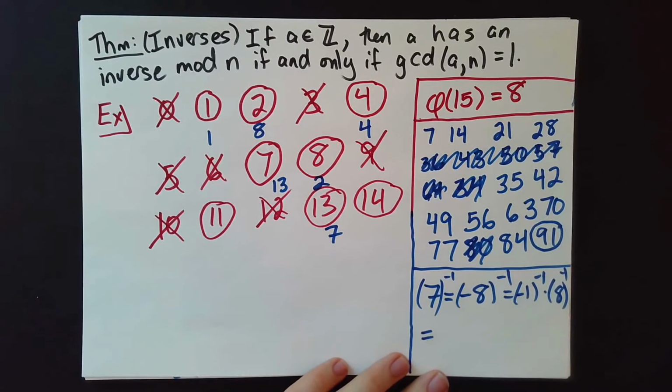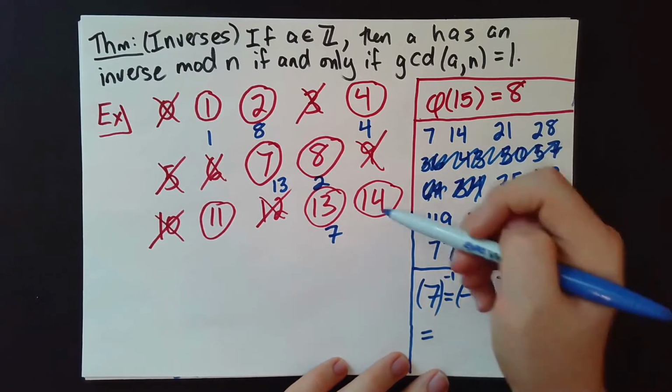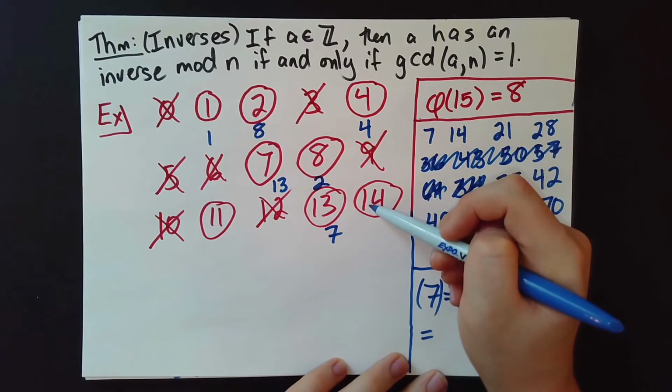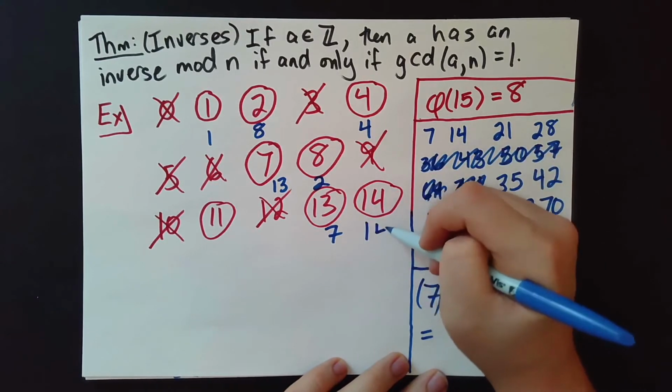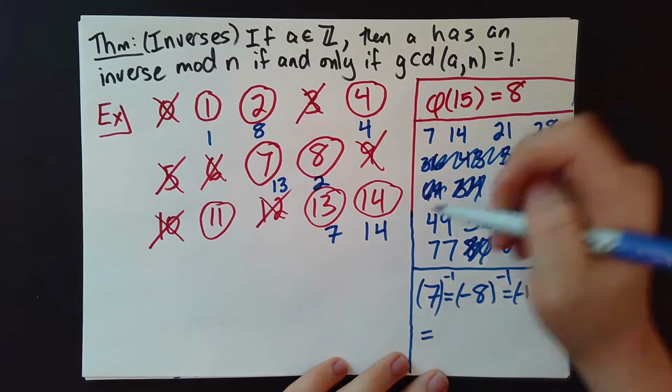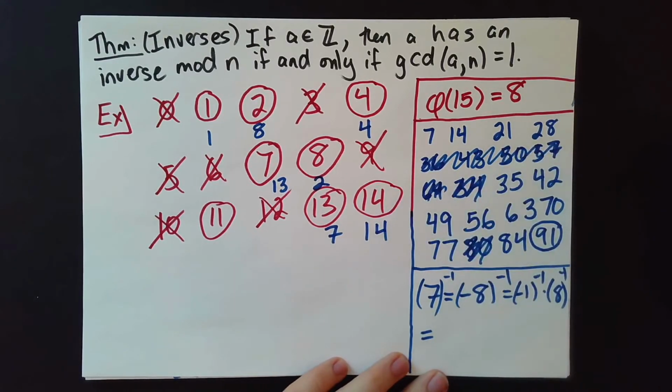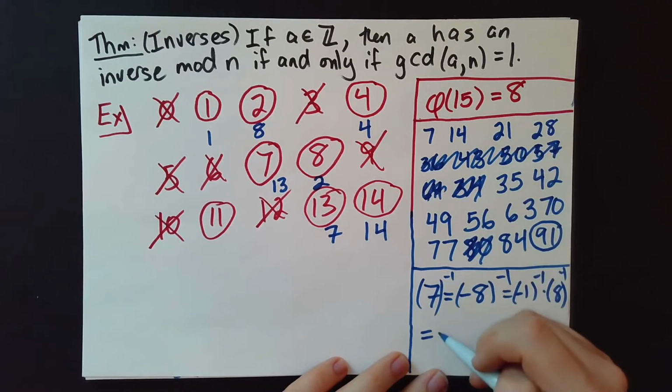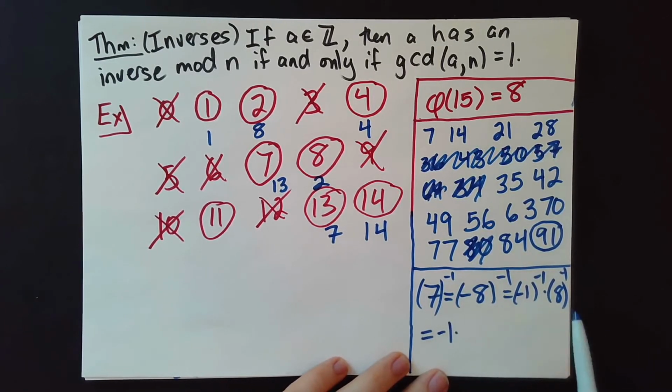Minus 1 inverse. Well, actually, minus 1, remember, is 14. But remember, minus 1 is always going to be its own inverse, and that's because minus 1 times minus 1 is always 1. So that we know is its own inverse. So this is going to be minus 1 times, and then the inverse of 8.